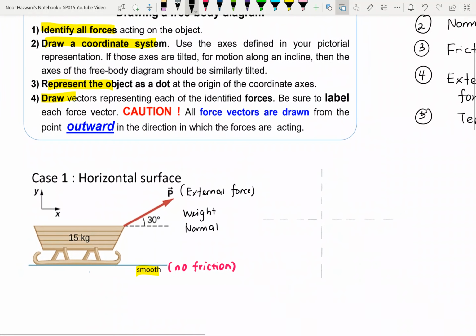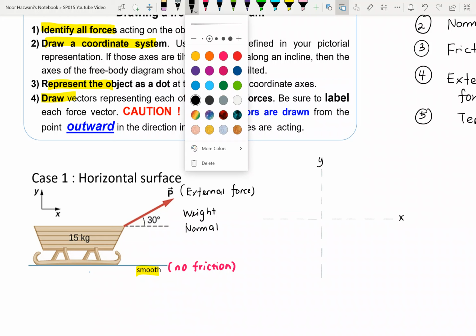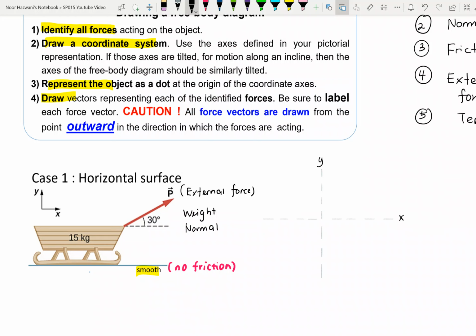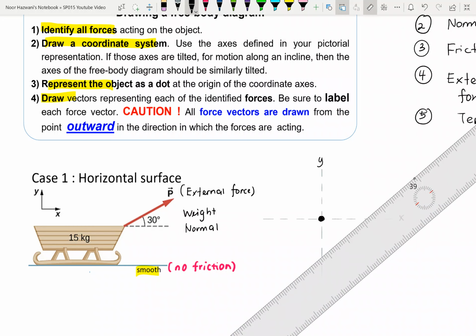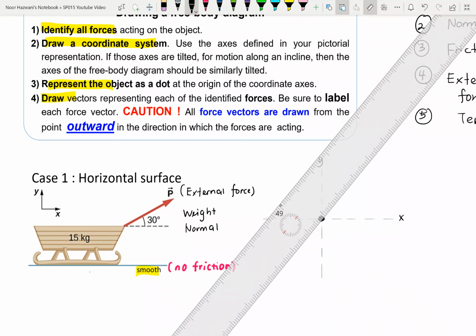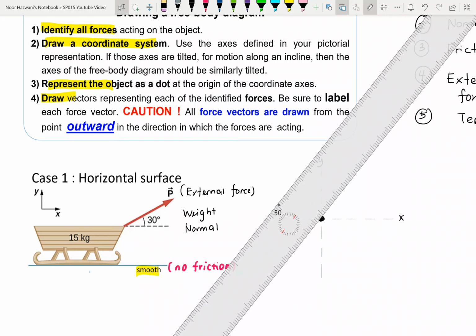Lepas tu you draw X and Y component. Macam I dah draw lah. Yang ni adalah Y. Ini adalah X. Okay, sebab objek ni duduk atas flat surface, so maksudnya X dengan Y kita tak perlu tilted lah. Okay, so step number 3, you have to represent you punya objek dengan dot. So I lukislah dot. Okay, and then you punya force adalah acting 30 degree from the horizontal. So kita akan lukis lah guna pembaris. Okay. Kemas sikit. Okay. So kita akan lukis kita punya force.